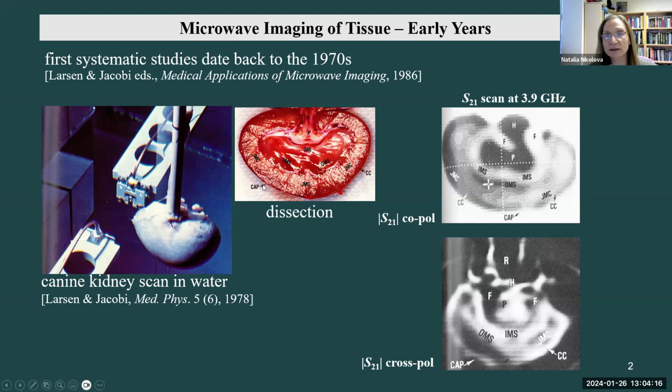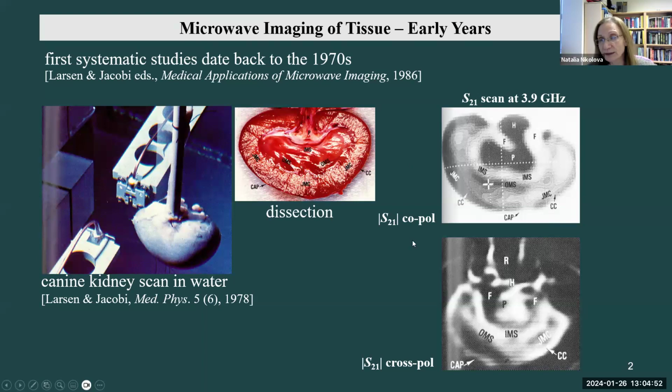And here you see the dissection of the organ, visibly appreciating the differences in the various tissues that the kidney is composed of. And to the delight of the researchers at the time, when they plotted simply the magnitude of the measured transmission coefficients S21 as a function of the scanned position, they could indeed see quite a bit of detail which correlated very well with the distribution of the tissues inside the organ.